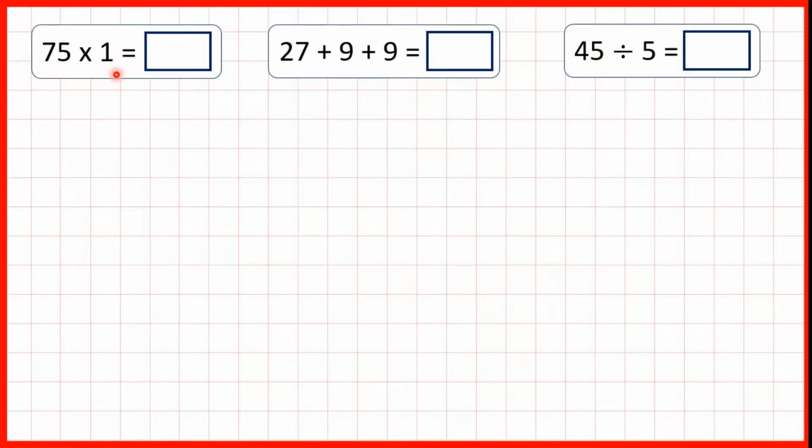75 times 1. Well, any number times 1 is just that number, so our answer is 75.